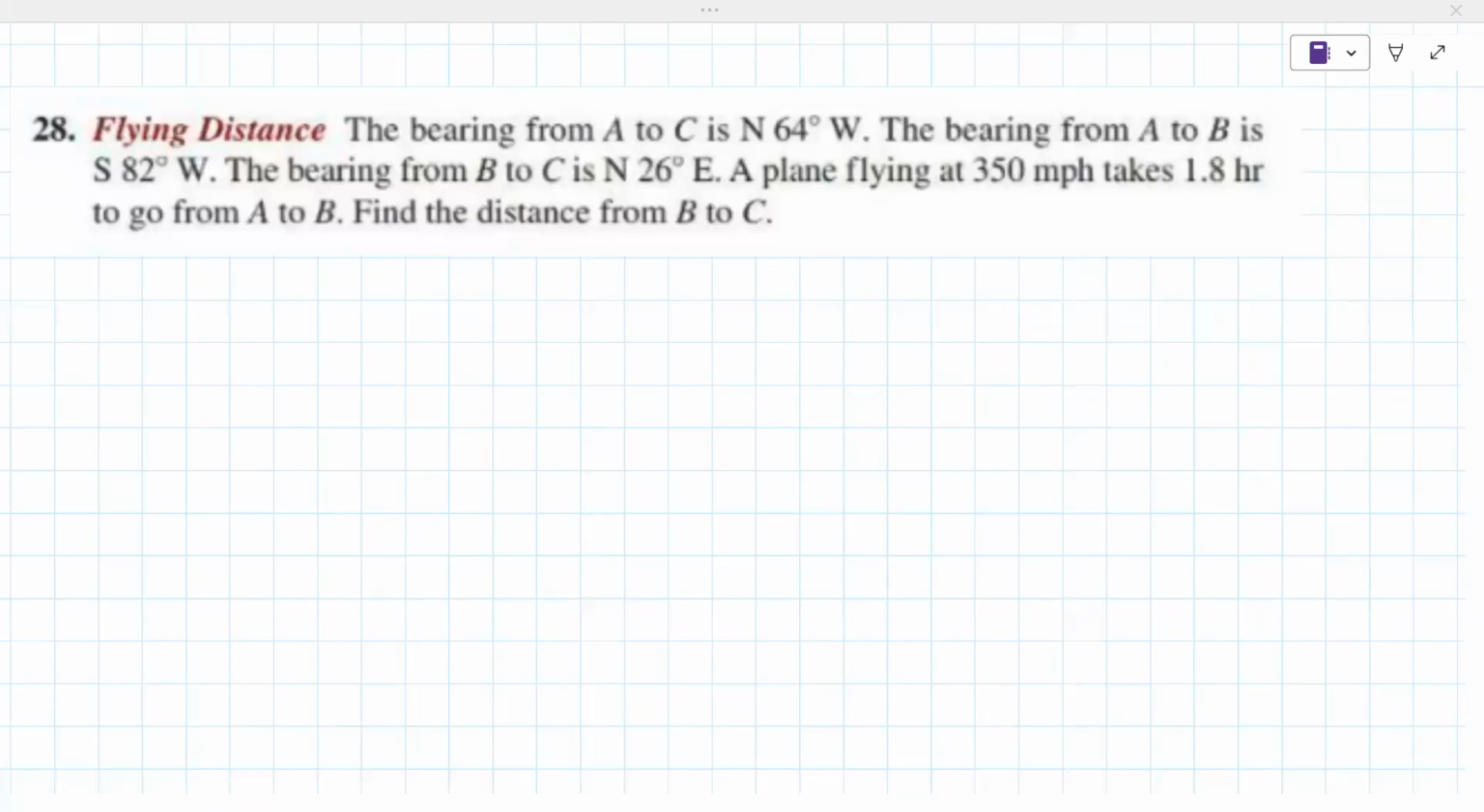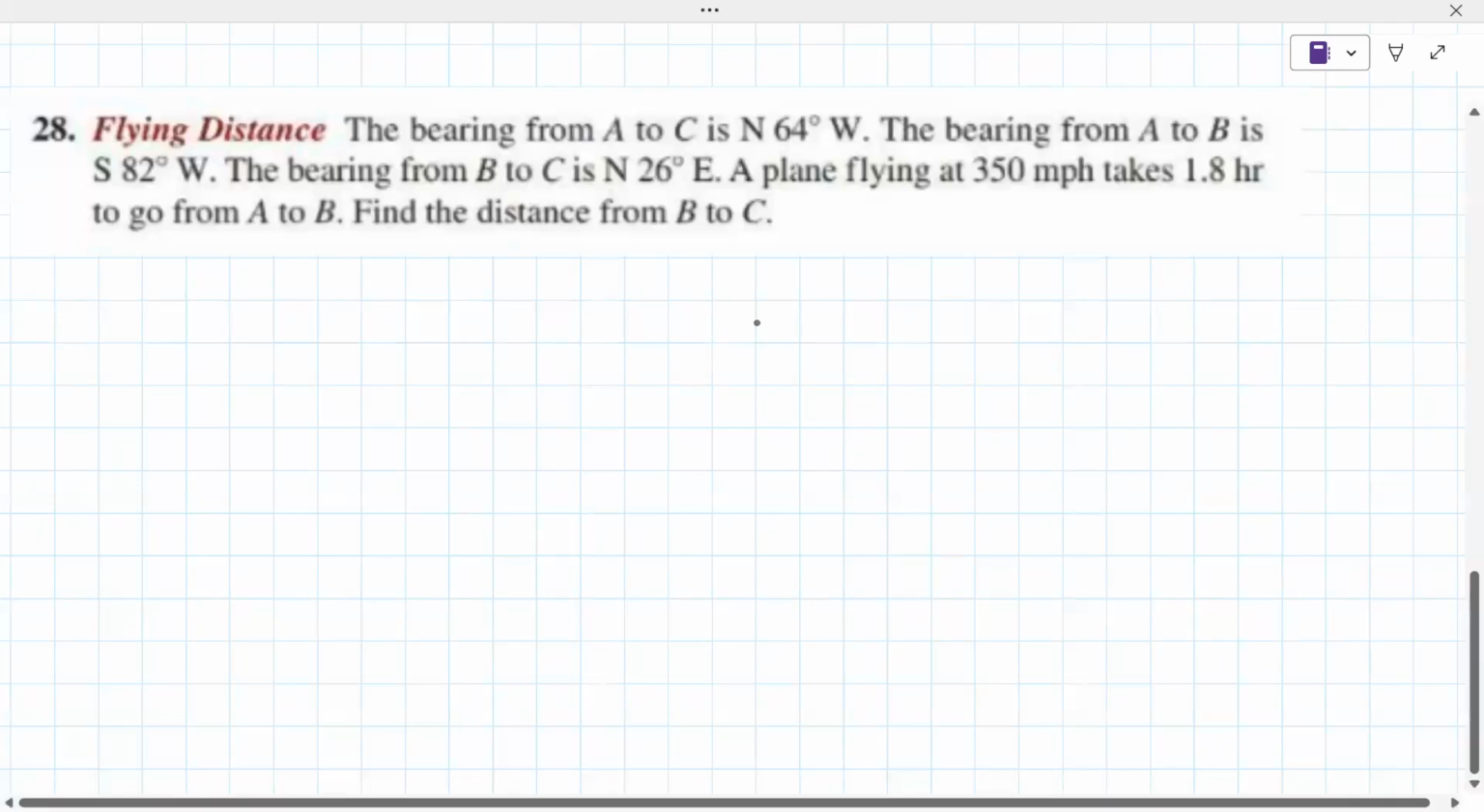A to C is north 64 west. A to B is south 82 west. Okay. B to C is north 26 east. All right. So I think what's really challenging here is knowing how to draw it, because that's really where you're struggling.